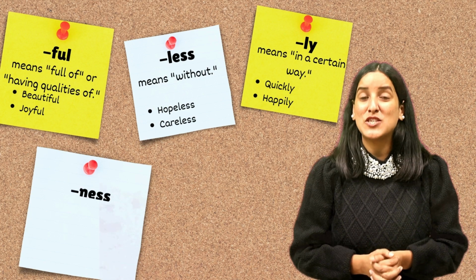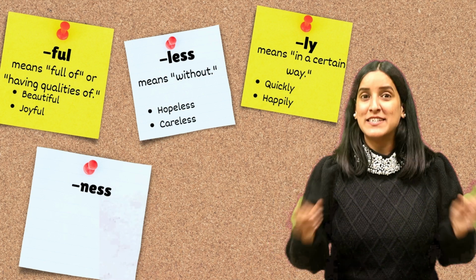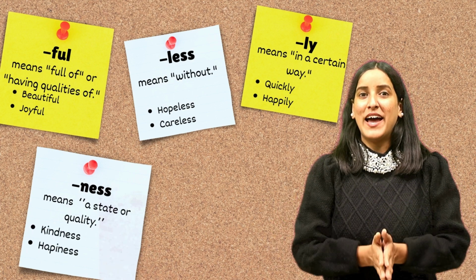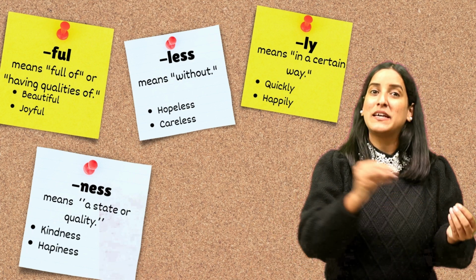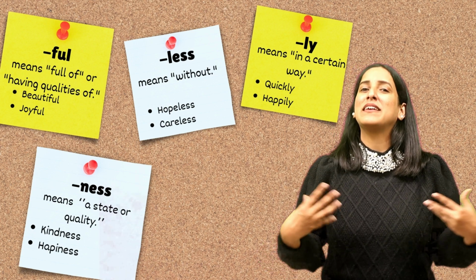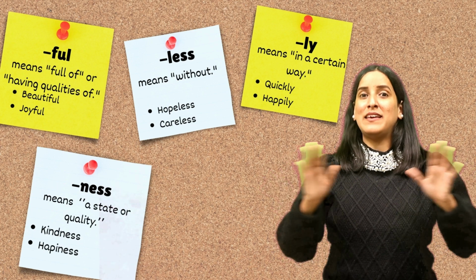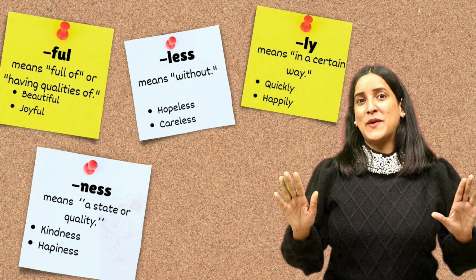Let's look at this one, which is ness. Now this suffix turns adjectives into nouns, showing a state or quality, right? For example, kind becomes kindness, the state of being kind, right? Happy becomes happiness, again, the state of being happy, right? I hope you're able to understand.